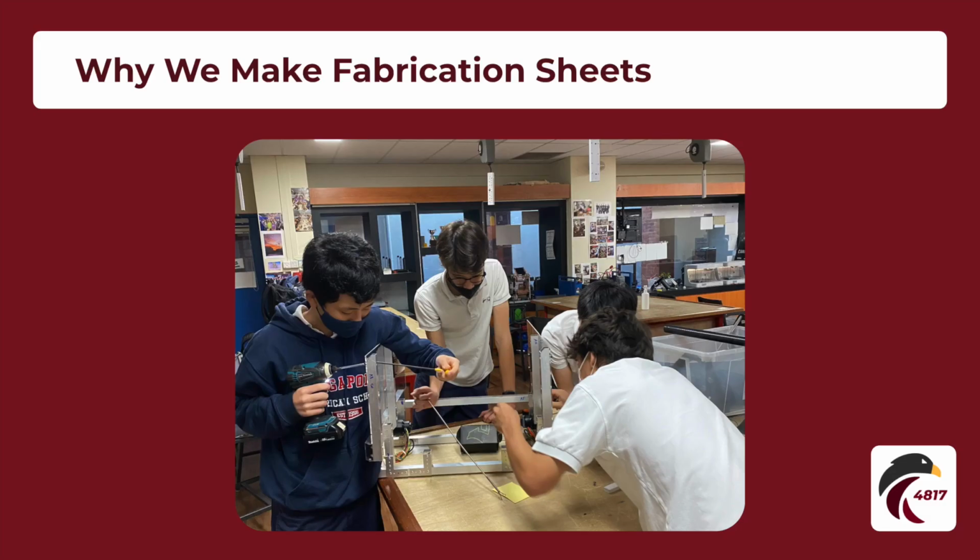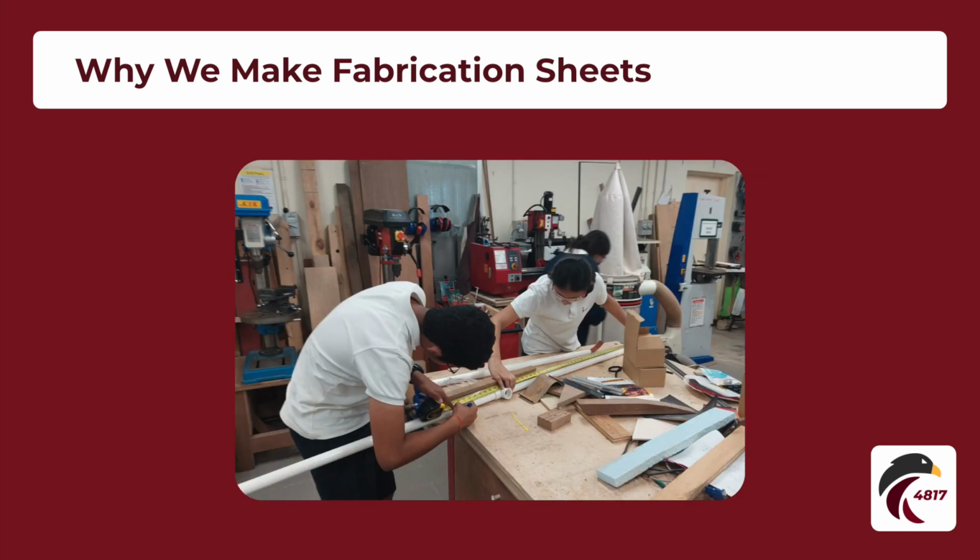For those of you who don't know, fab sheets are made for mechanical to use to fabricate all the stock pieces needed for the robot. Members are specialized in this team, so we need a way for mechanical members to quickly and accurately understand how they're meant to fabricate this robot you've CADed.